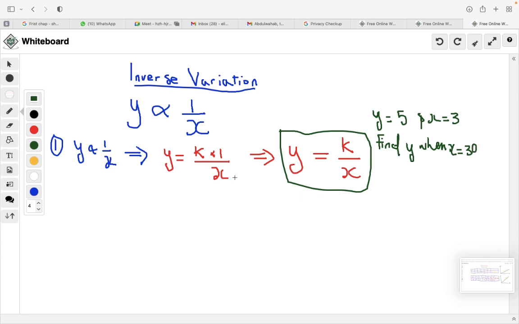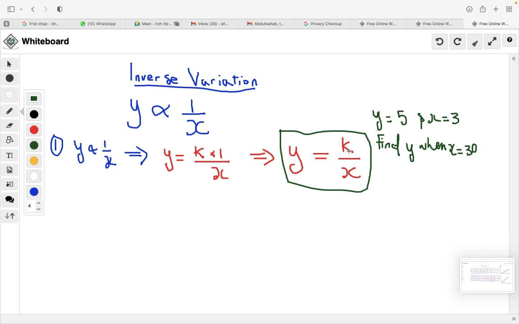Now let's come back to our function. They've given us the first value of y: y is 5, x is 3. Let's find the value of k first. That's all we do first and foremost. Whether direct or inverse variation, the first thing to do is find the value of k, your constant of variation.